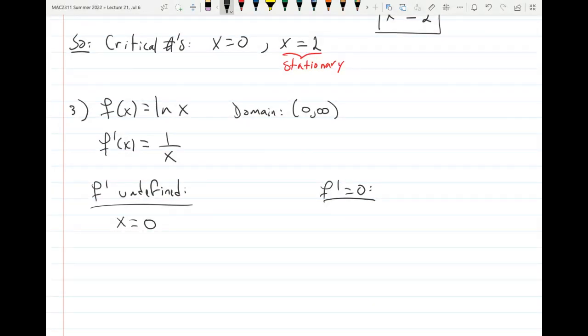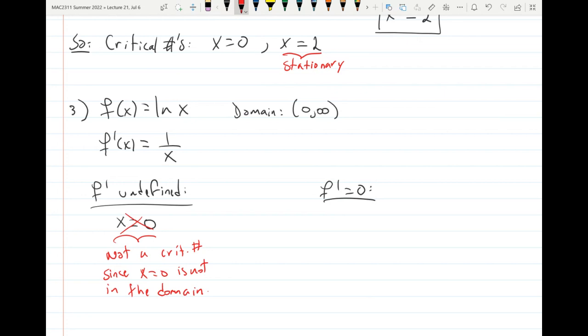What did I just say about domain? What's the domain? 0 to infinity. We don't care about 0. We are only concerned about positive numbers now. Do you understand this? What we actually have is a vertical asymptote at 0. So there's not going to be any critical number there. So this guy is not a critical number since x equals 0 is not in the domain. Remember, the function has to be defined at the point. Okay? Our function is not defined at the point, so we don't care about it.